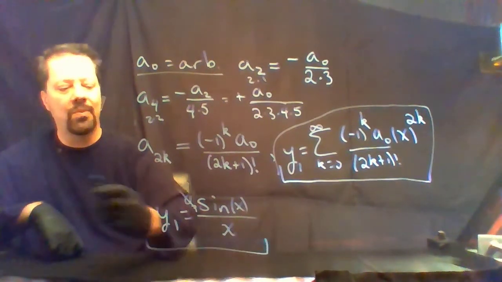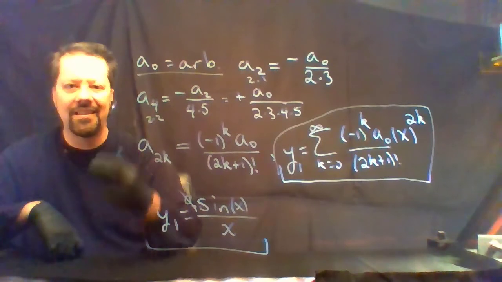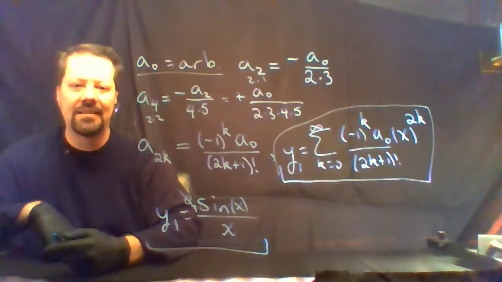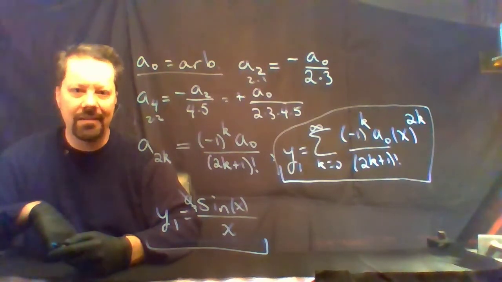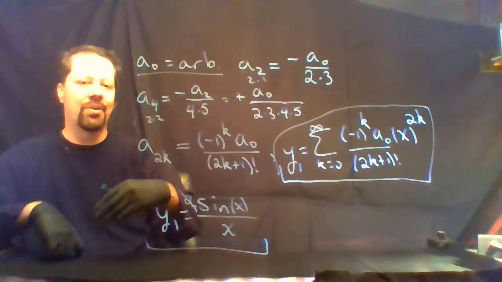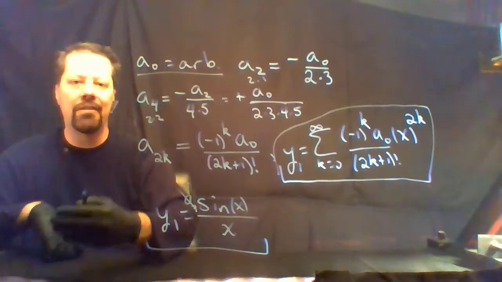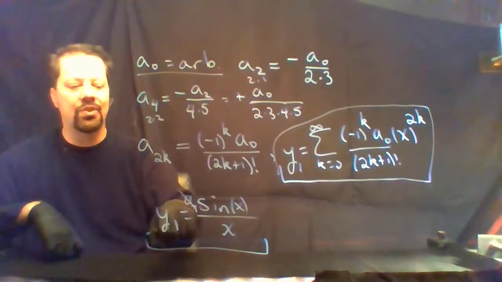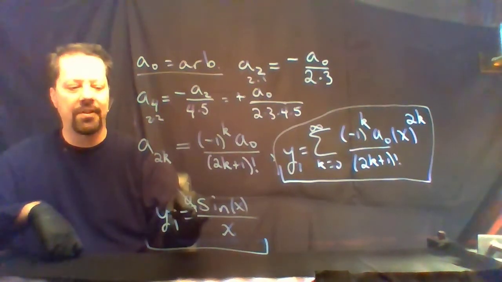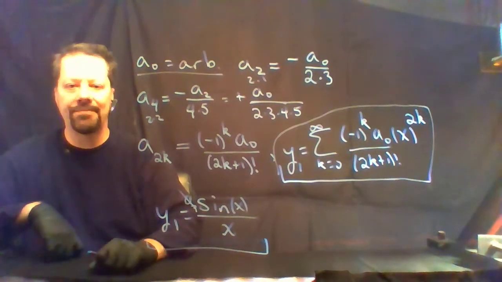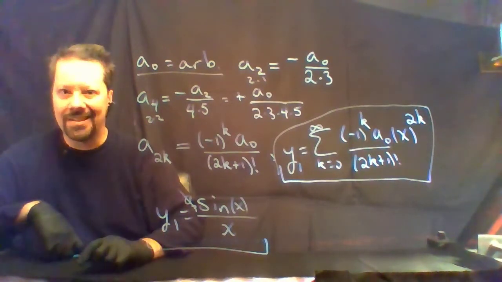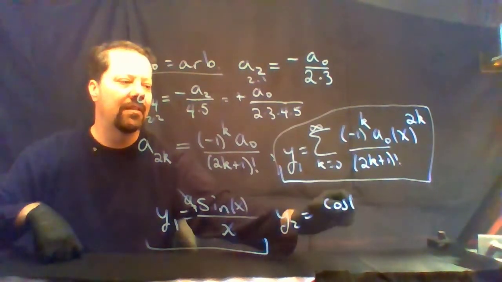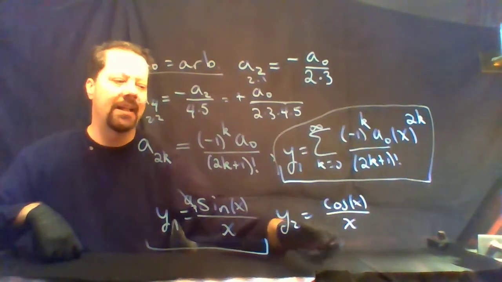So if this is one of our solutions, how do we find the second solution? You can either go back and choose r equals -1, or you can use the method called reduction of order, which allows you to solve these second order equations by assuming the solution has the form some function u times y1, or I could just tell you y2 ends up being cosine of x divided by x.